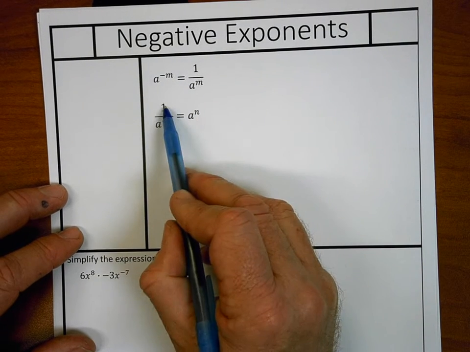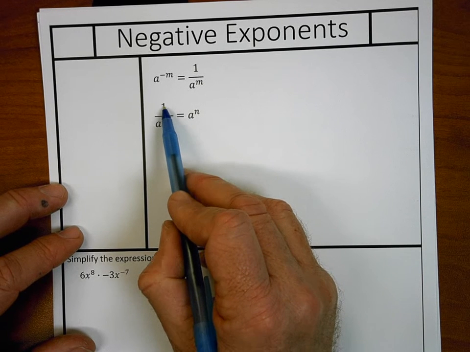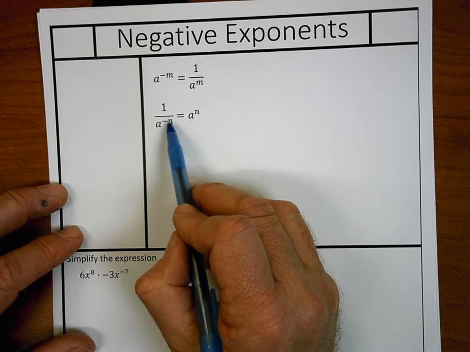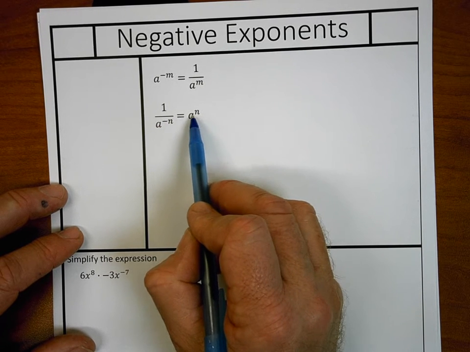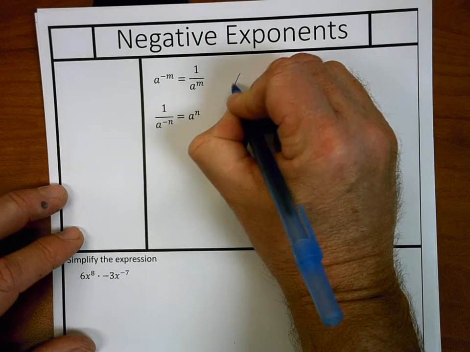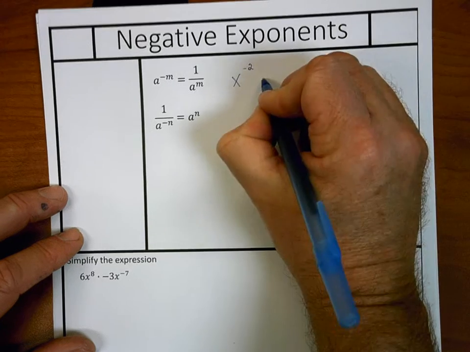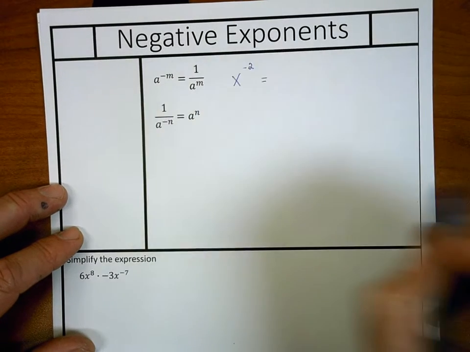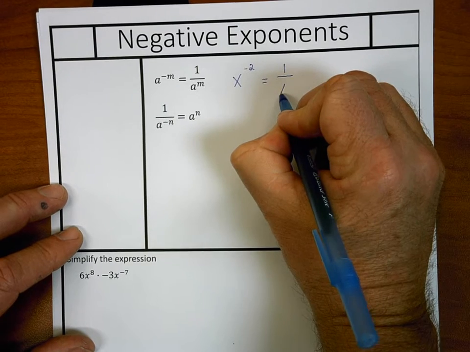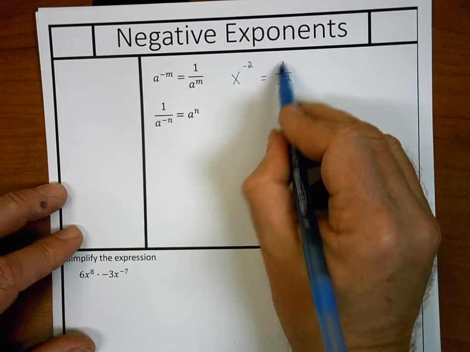Okay? And the converse of that would be if you have an expression starting with 1 over a to the negative n power, you would just rewrite that as a to the n power. Okay? So applying this with some numbers, let's say I have an x to the negative 2 power. Applying the negative exponent rule, we would rewrite x to the negative 2 power as 1 over x to the positive 2 power. Okay? No negative exponents there.